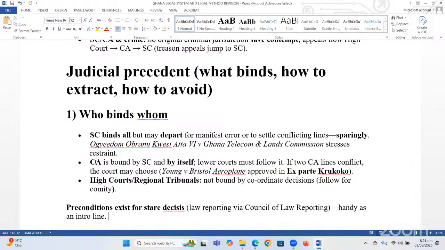So in that respect, a decision of the Supreme Court, as we have seen, binds all courts. The Supreme Court itself even follows its own decisions, except that it can depart from them where there is a manifest error or where there is a need to settle conflicting lines. And if you look at the recent case of Oje Edum Obranun Kwesiata, the 6 against Ghana Telecom and Lands Commission, it made the point that the Supreme Court must hold itself in restraint and must not ignore its past decisions at will. It must do so only where it identifies a particular error, or a problem or some injustice associated with that position, for which reason it is making a departure, because its decision gives direction to the entire legal system and no other court does that.